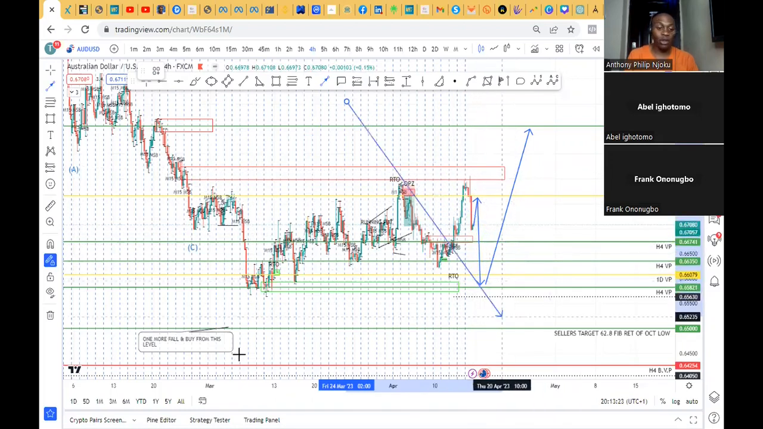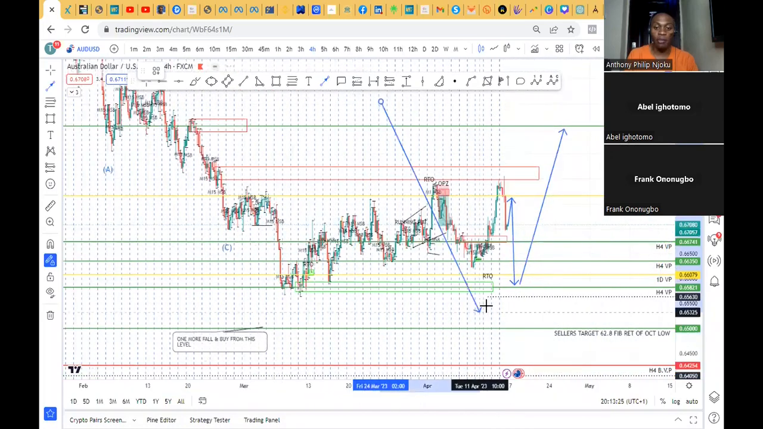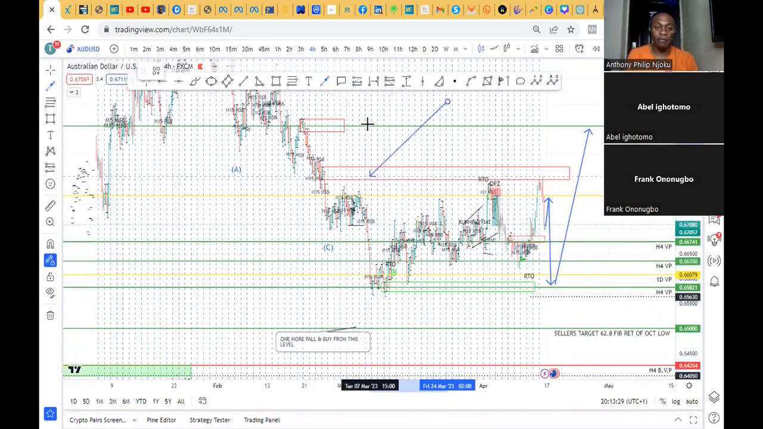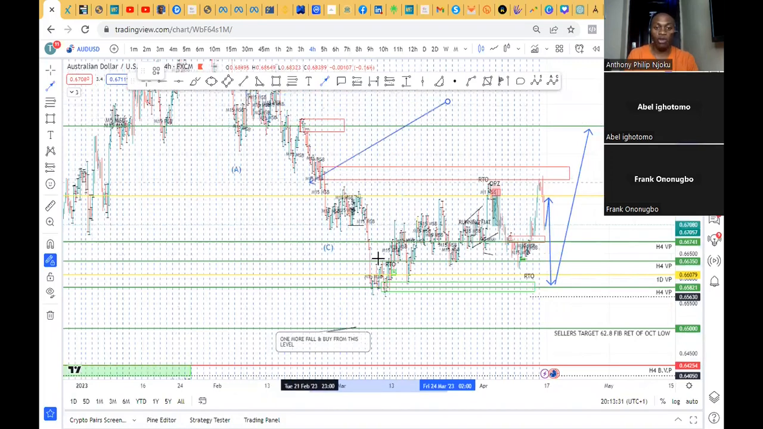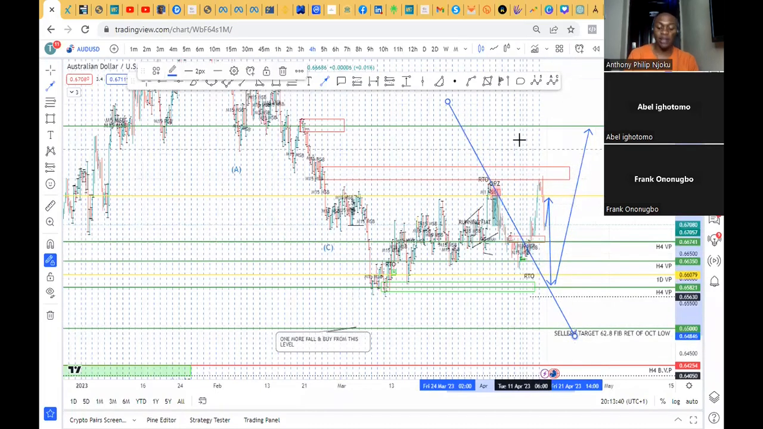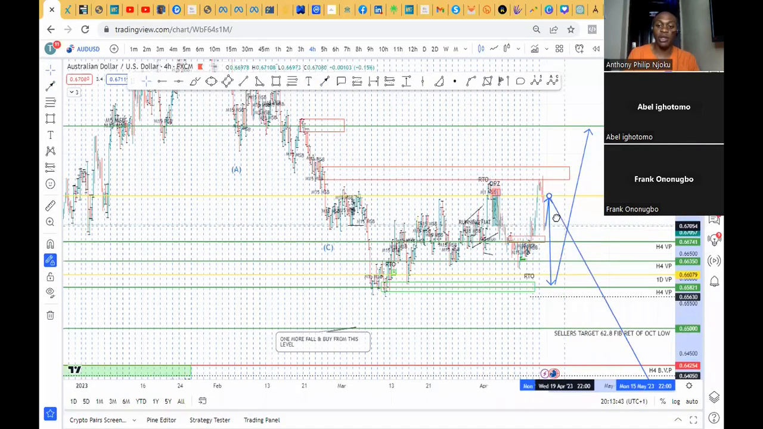For the Australian dollar, this can be a very strong, big move. And when I say big move, this can be an impulsive wave, this can be a corrective wave, and this can be the creation of another impulsive move. Do you see what I say? This can be a start of another impulsive move this way.